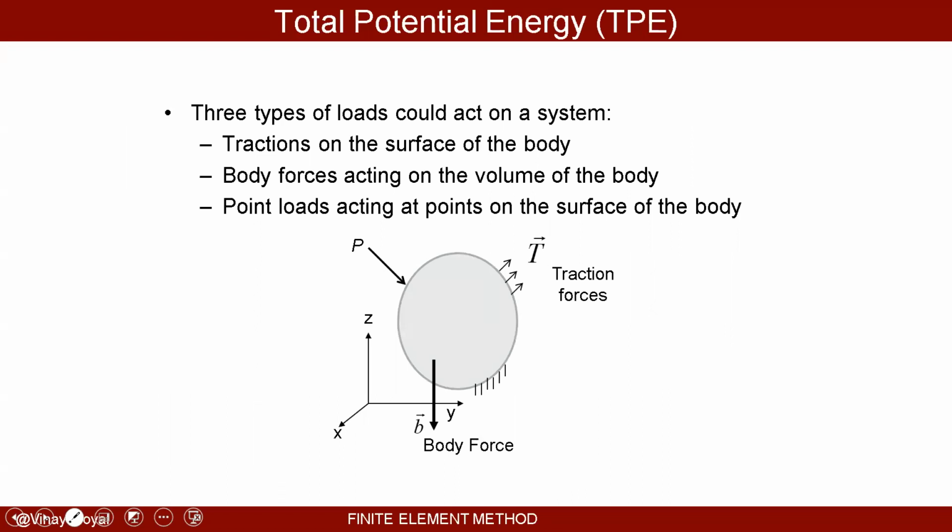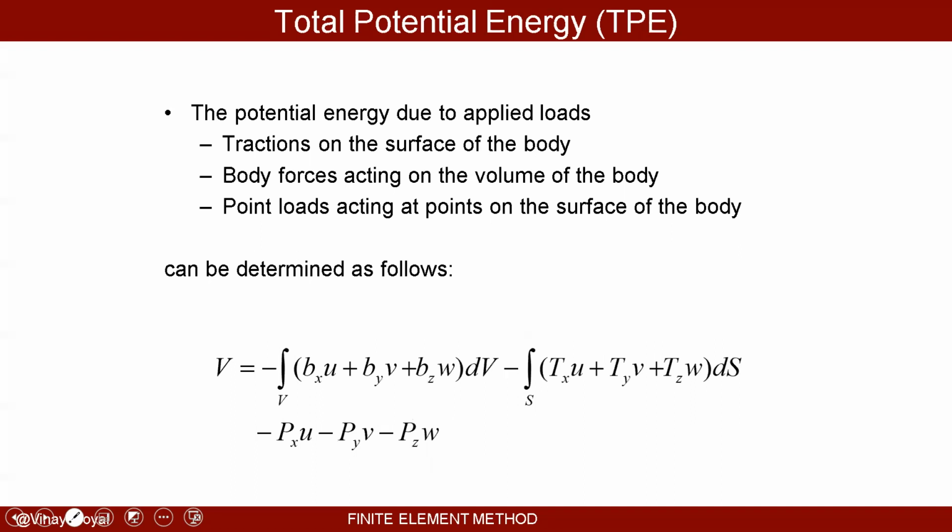And now I want to look at what's going on with the types of loads that can act on the body of material. You could have a point load acting in this body of material. You can have a gravitational load acting in this body of material. You can have tractions acting on the surface of this material. These three types of loads are going to cause a potential energy. And that potential energy needs to be added to the strain energy to calculate the total potential energy. The potential energy due to applied loads can be quickly determined.